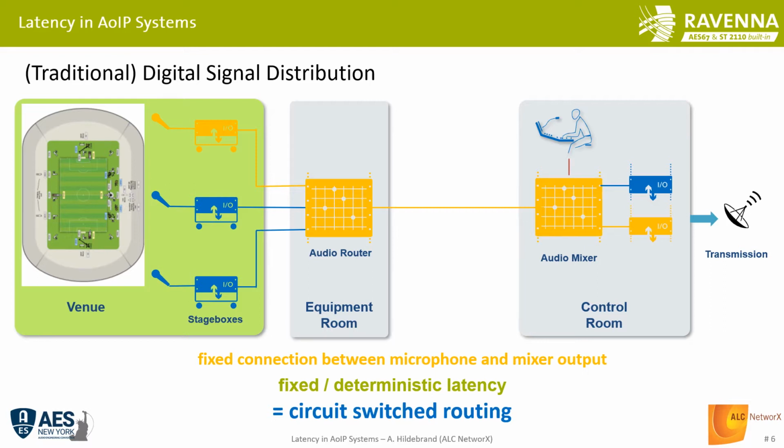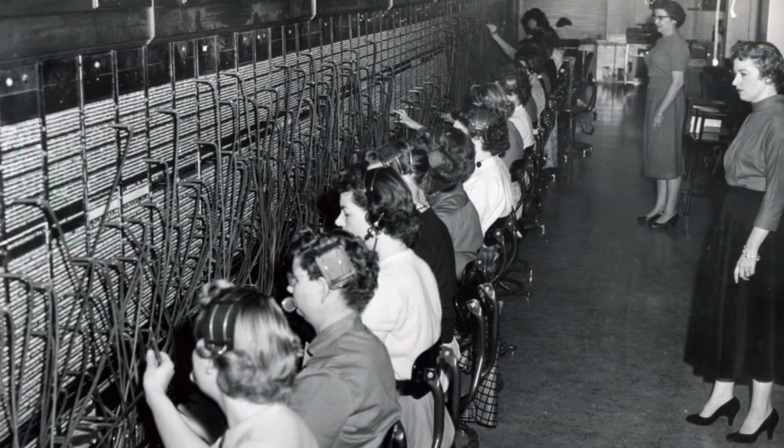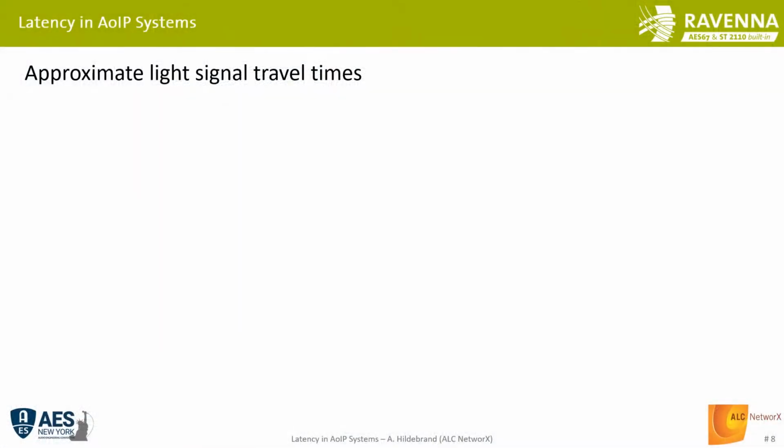And the benefit of this is we have fixed and deterministic latency. We always know we feed something in, and at a deterministic latency, usually just a few samples or even less, we get the signal out of the system. If you ever wondered where circuit-switched routing comes from, here's the answer. That is circuit-switched routing, and this is being used all the time, even nowadays, in analog or digital routing systems. So, what's the latency in these systems? Well, basically, the factor is the speed of light.